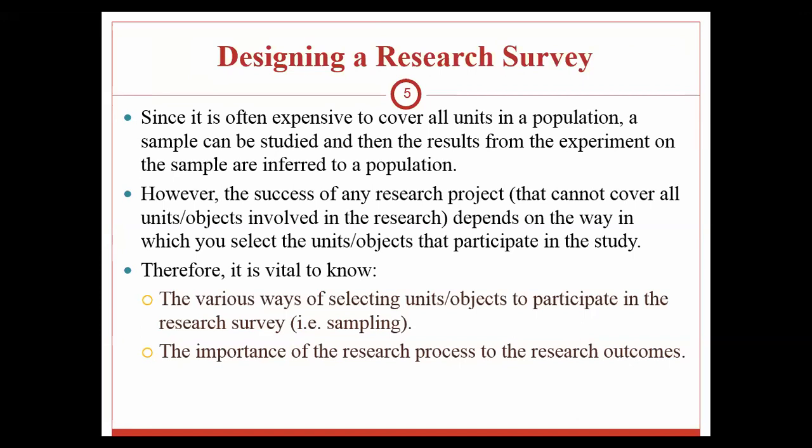So therefore, it is vital to know the various ways of selecting the unit objects to participate in a research survey, that is sampling. So it's important to know the different ways you will sample. And it's also important to know the importance of the research process to the research outcome: this data that you're going to get, what are you going to use it for? It is important to know that.